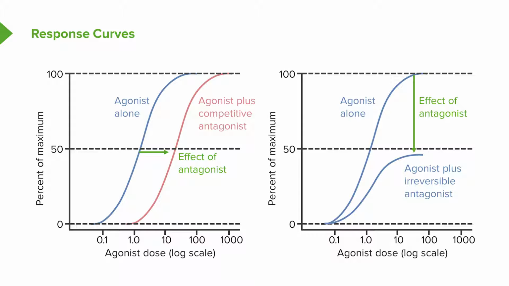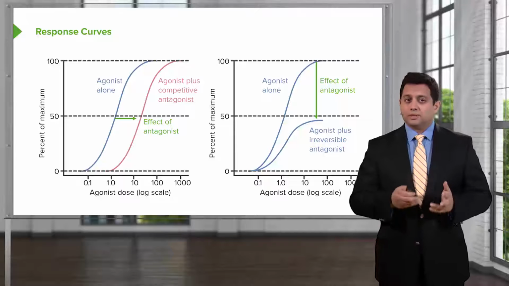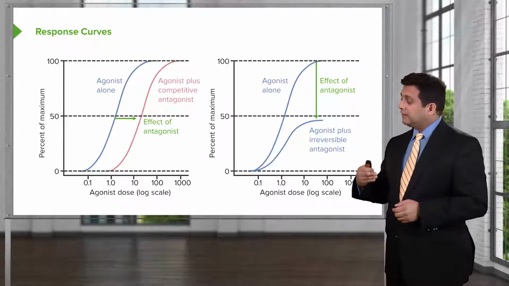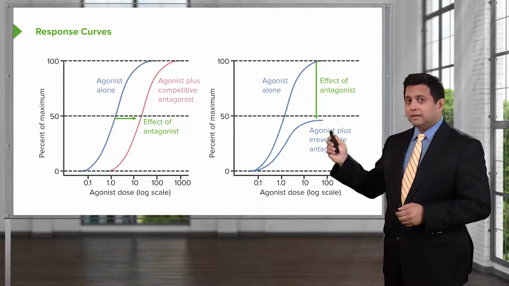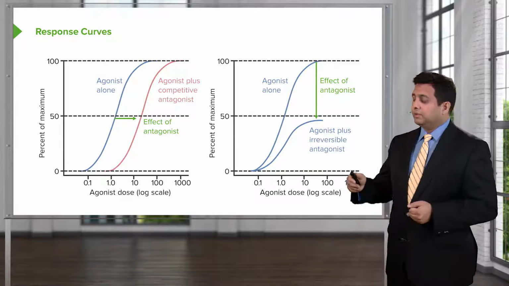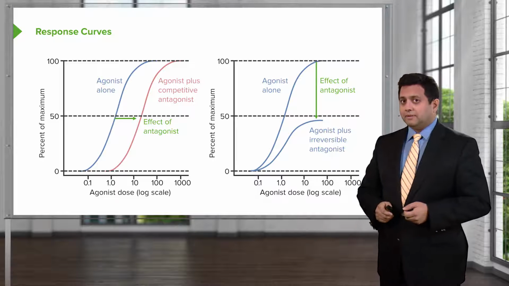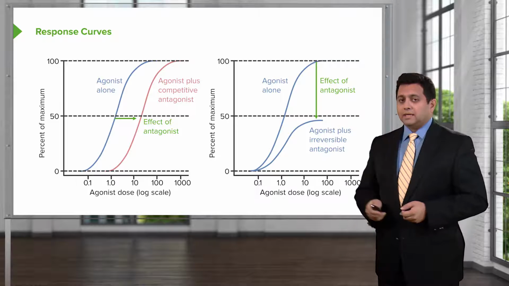Compare this to a non-competitive inhibitor or an antagonist. So here you can see there's an agonist plus an irreversible antagonist, and what happens is your percent of activity is reduced by, in this case, 50%, even though the dosages are starting out at the same point. So notice the difference. The competitive inhibitor shifts the entire curve over to the right. The non-competitive inhibitor, also called an allosteric inhibitor, reduces the maximal impact of that particular drug, but starts at the same concentration.